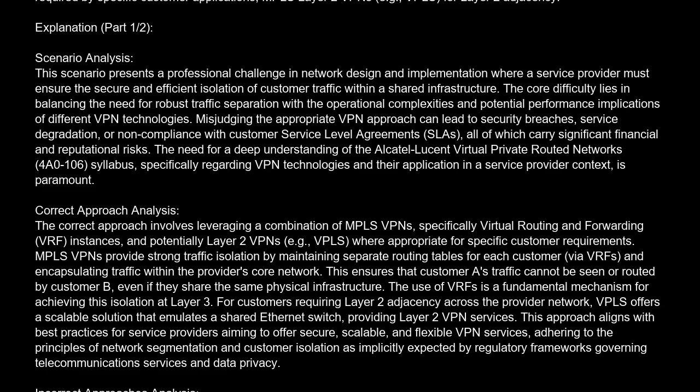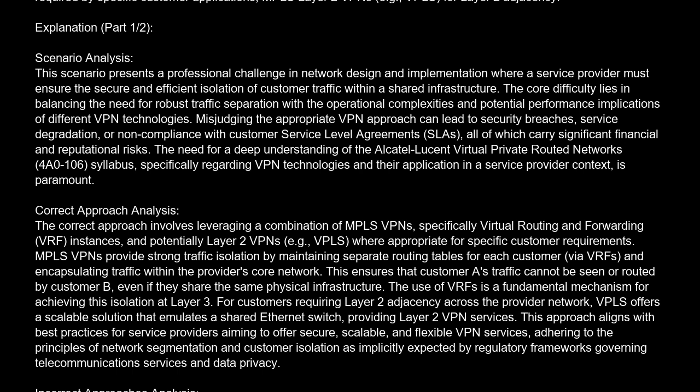The correct answer is D. Implement a comprehensive solution utilizing MPLS Layer 3 VPNs with VRF instances for routing isolation, and where required by specific customer applications, MPLS Layer 2 VPN, e.g. VPLS for Layer 2 adjacency.